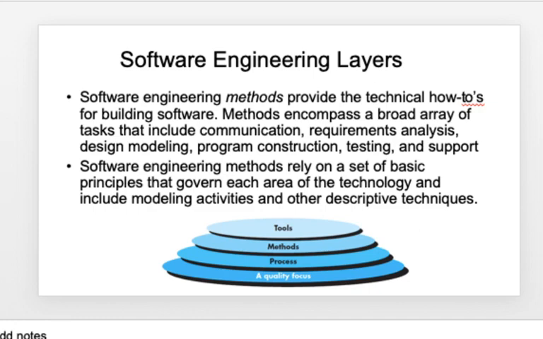Then methods lie above the process. The method basically talks of the technical how-tos, how to do things. It will probably comprise communication, requirements analysis, design, modeling, program construction, testing, and support. Software engineering methods rely on a set of basic principles that govern each area of technology.